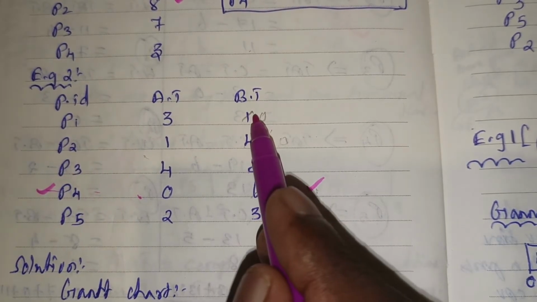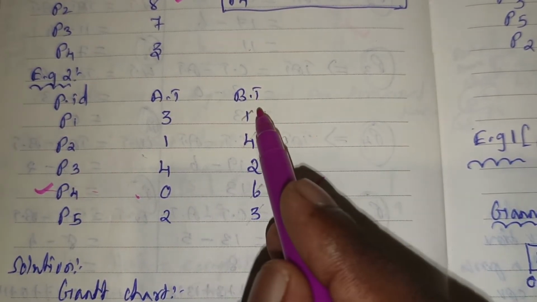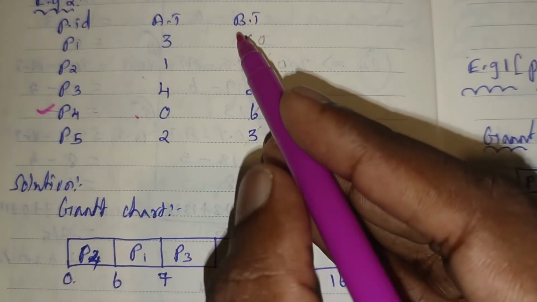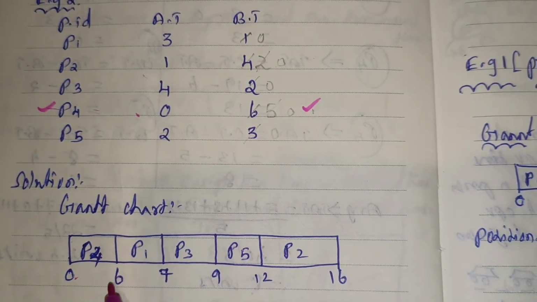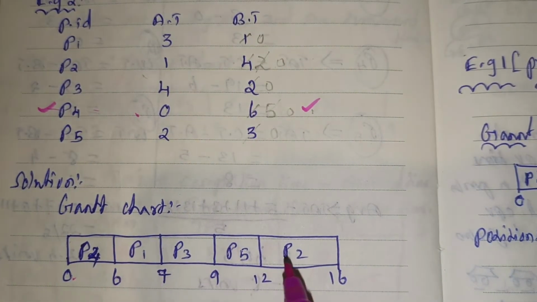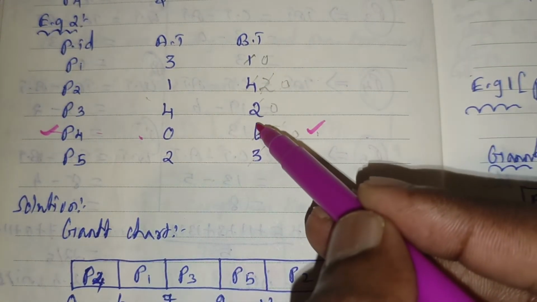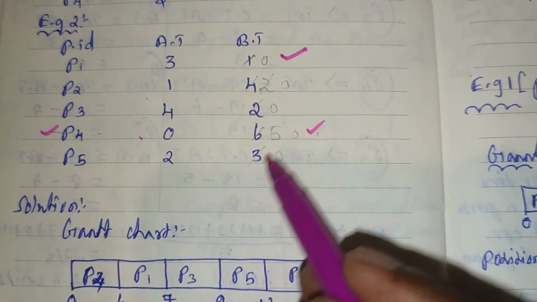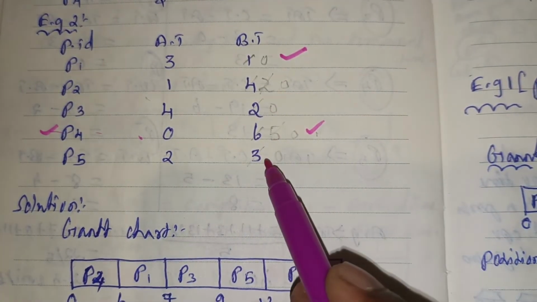Who comes next? Absolutely P1. Why? Because it has the least burst time. So you can check it. P1 takes the CPU and starts at 6. Burst time is 1, so 6 plus 1 is 7. What is the next burst time that is very low here? So 4, 2 and 3.